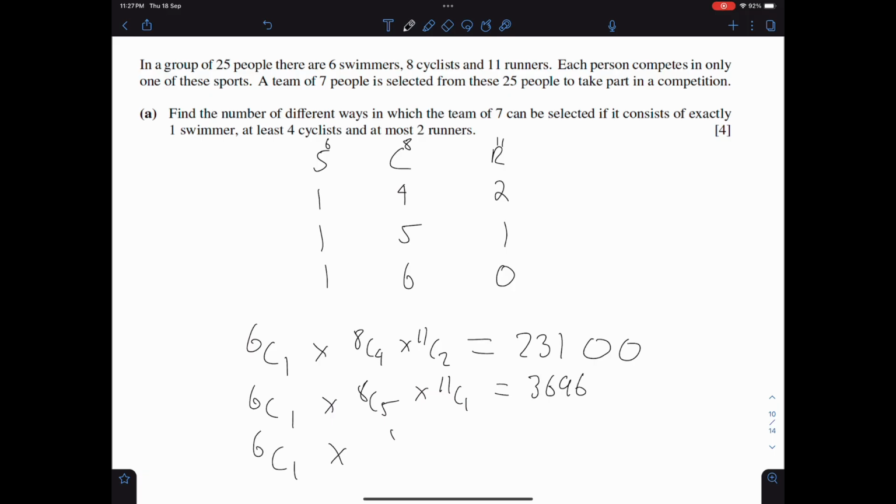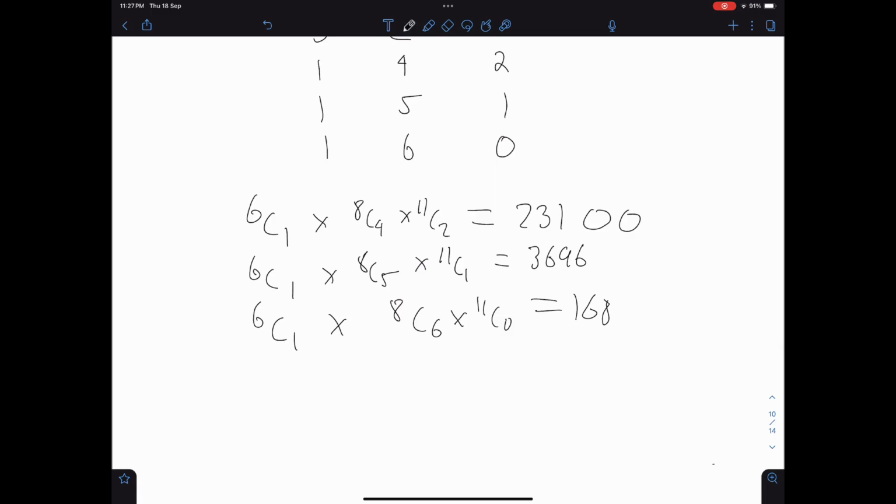And then that final one. That's 168, and then you add them together. $26,964. So that's it for the combinations questions. In the next video, we'll move on to using perms and combs for probability.